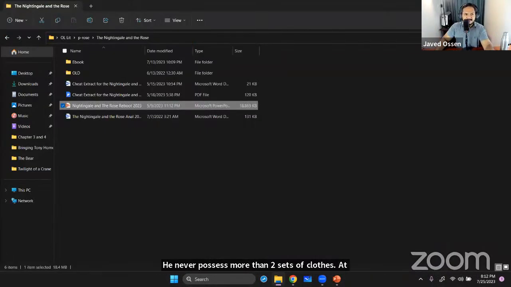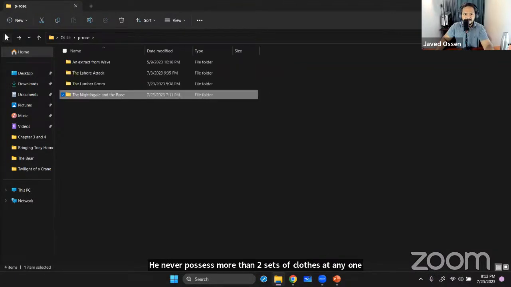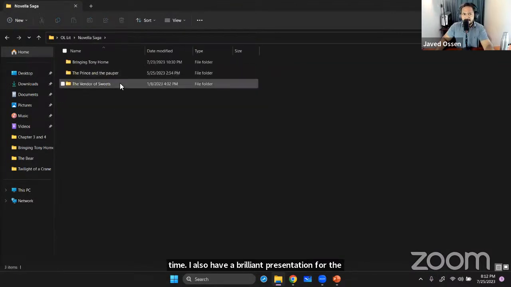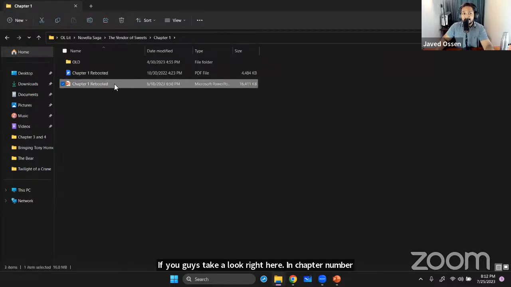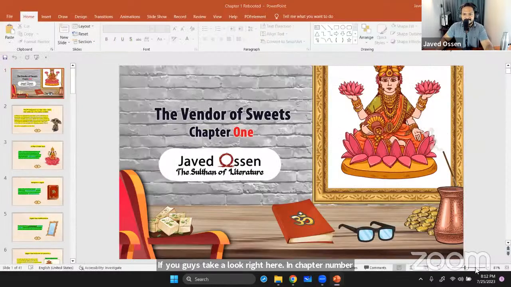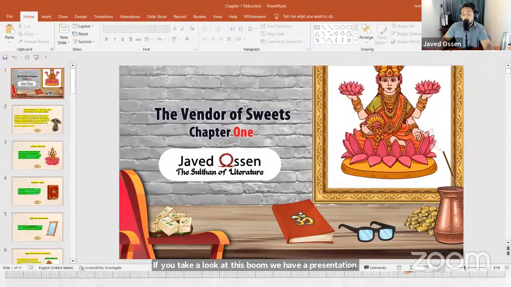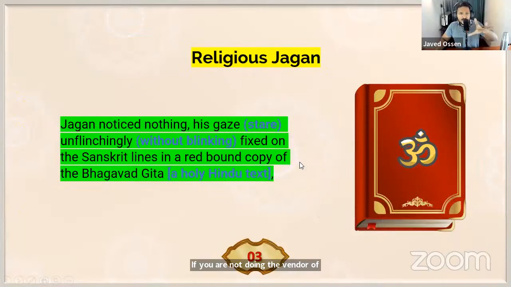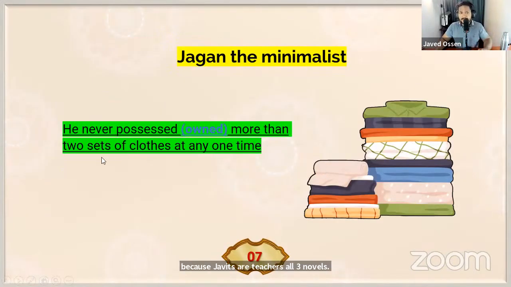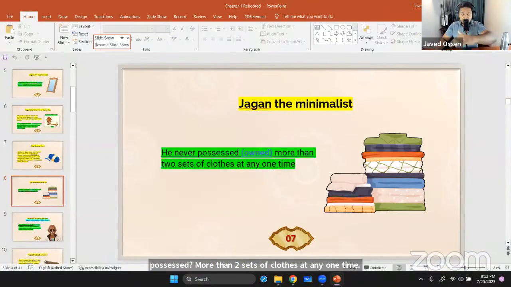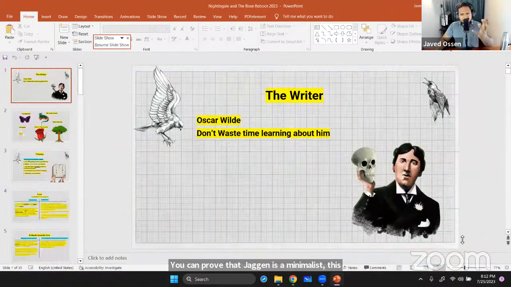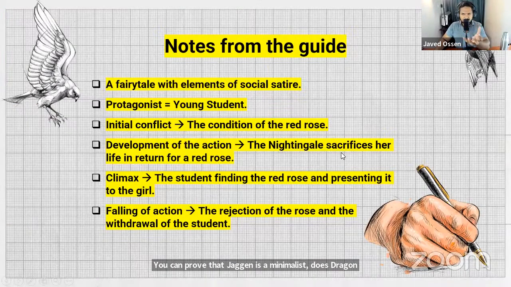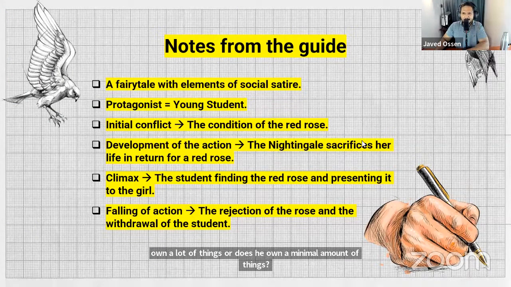I also have a brilliant presentation for The Vendor of Sweets. If you take a look right here, in chapter number 1, we find that Jagan is a minimalist. If you take a look at this book, we have a presentation for The Vendor of Sweets here. If you are not doing The Vendor of Sweets, don't worry, because Javed sir teaches all 3 novels. If you take a look under this extract here, he never possessed more than 2 sets of clothes at any one time. You can prove that Jagan is a minimalist. Does Jagan own a lot of things, or does he own a minimal amount of things? He owns a minimal number of things, right?